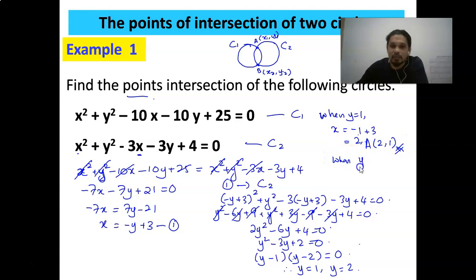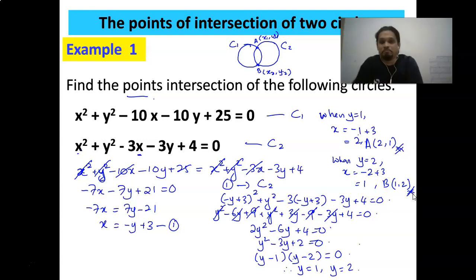And when y equals 2, then x equals negative y plus 3, negative 2 plus 3 equals 1. So B is x equals 1, y equals 2. There you go. So those are both of the intersection points between the circles, which I label as A here and also B here.